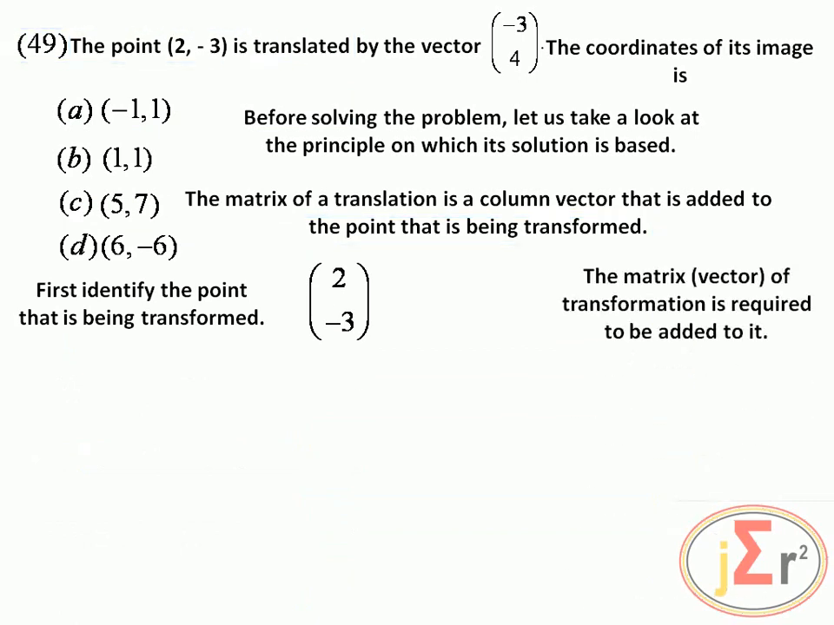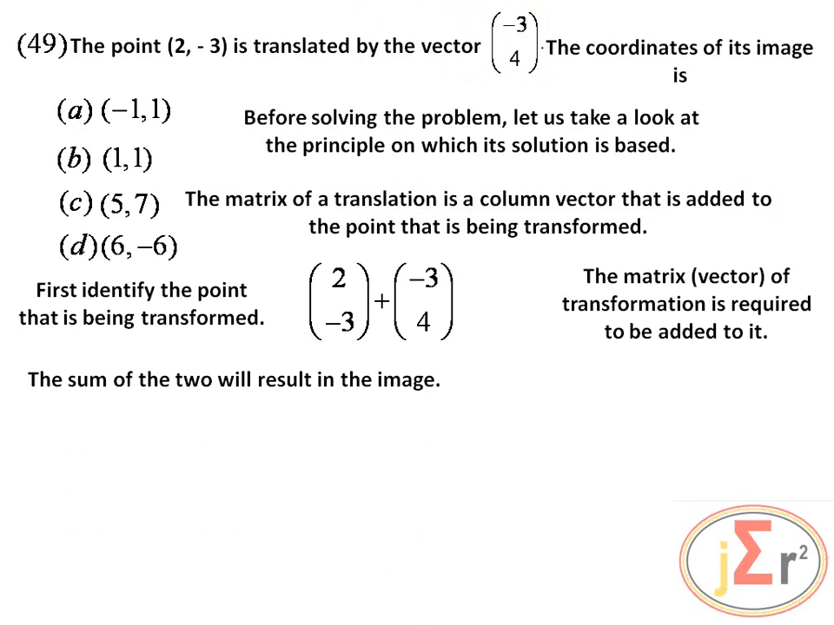The matrix, and we have in bracket there, the vector. Which one? Okay, let us say the vector in line with the statement of the problem. So the vector of transformation is required to be added to it. So we are going to add the vector to that one, and all we need to do is determine the sum. The sum of the two will result in the image.